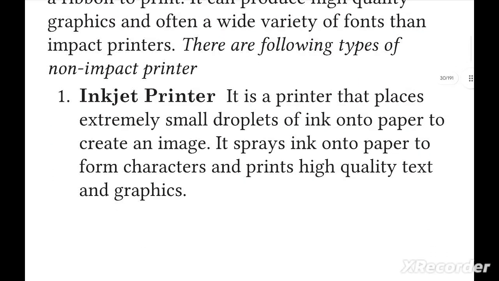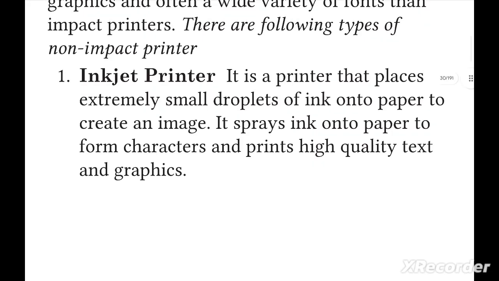First, inkjet printer. It is a printer that places extremely small droplets of ink onto paper to create an image. It sprays ink onto paper to form characters and prints high quality text and graphics.